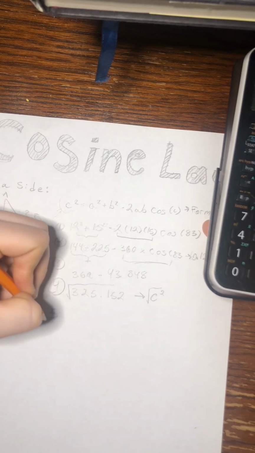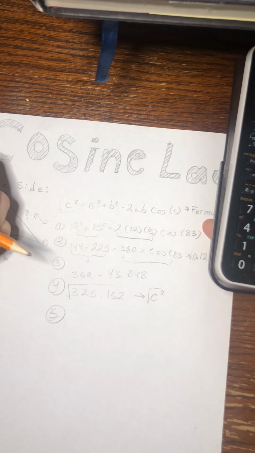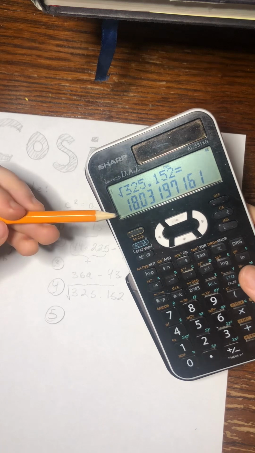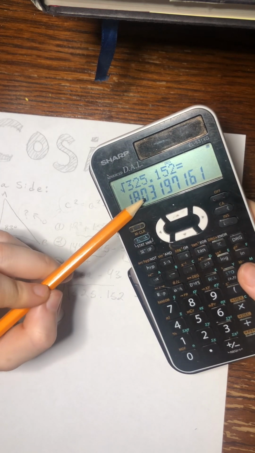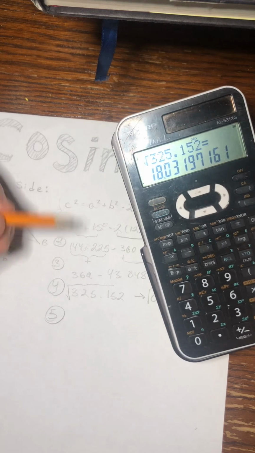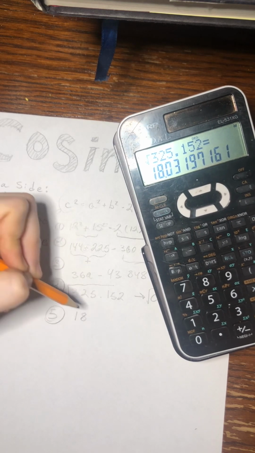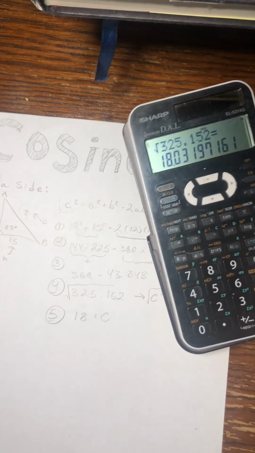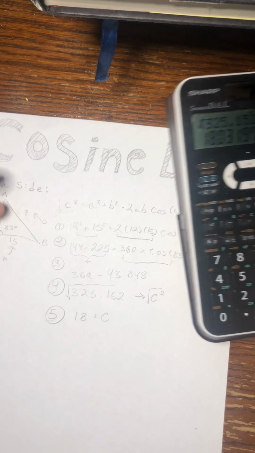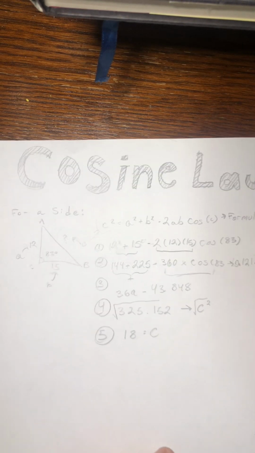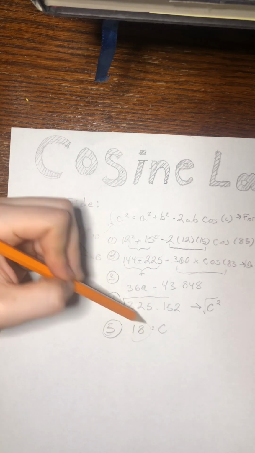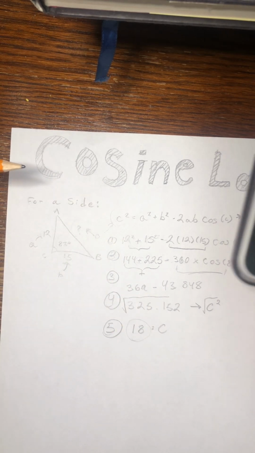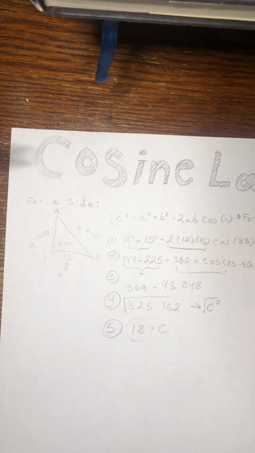So for our fifth step, we would just write the answer, which is 18.03, but because there is a 0 behind the point, you would just write 18 equals C. And because our C here is the side that we are missing, that means that 18 is your answer. So that is how you solve cosine law for a side.